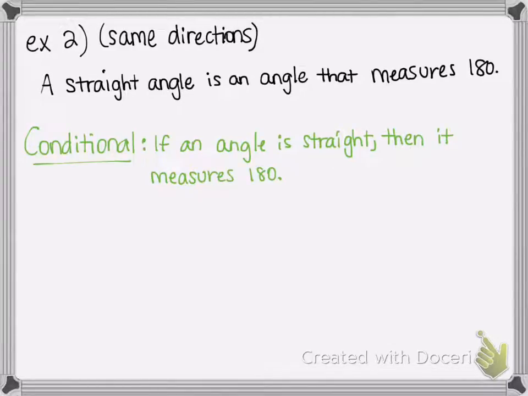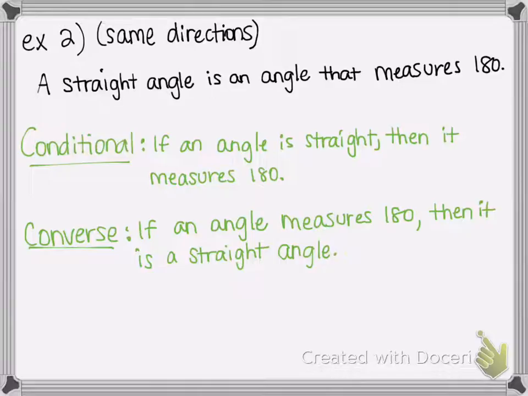Conditional, if an angle is straight, then it measures 180. Okay, converse. If an angle measures 180, then it is a straight angle. So now we need to figure out if each one is true. So if an angle is straight, then it measures 180. Well, yes, by definition of a straight angle, it has to measure 180.